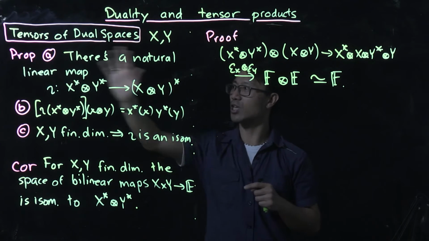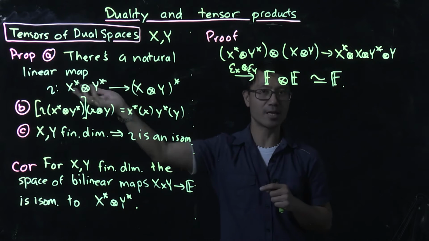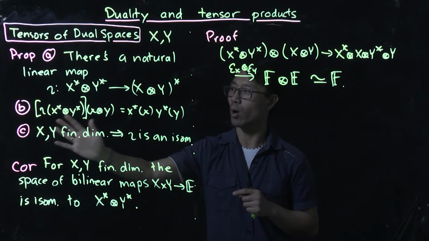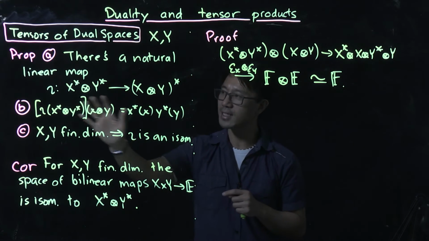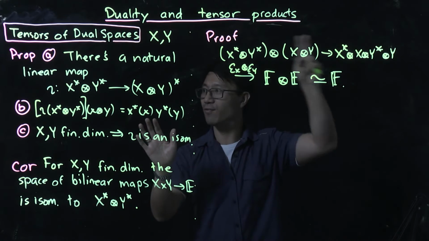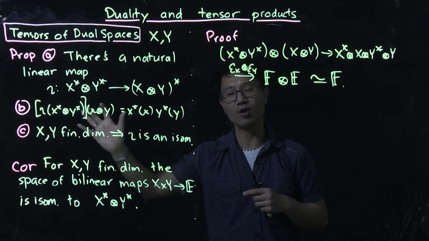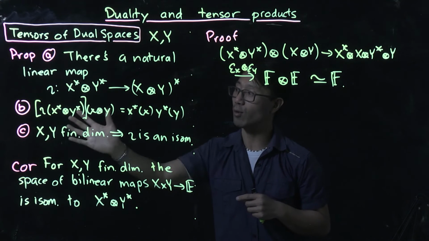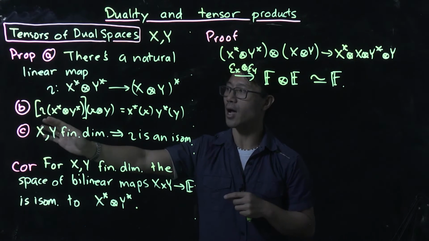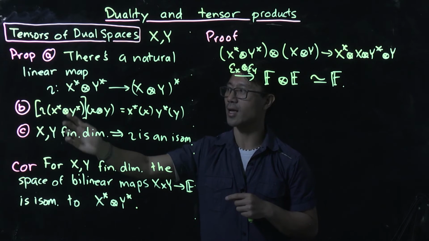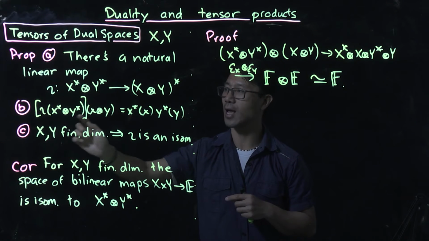Okay, so let's see. So we've constructed the natural linear map in part A. Let's see what happens with part B. Let's try to understand what this does. I've defined what the iota does, so I just need to unravel this definition. And I claim if you unravel the definition, you get the following rather nice formula. So what's iota of X star tensor Y star? So we've applied iota to this elementary tensor here.